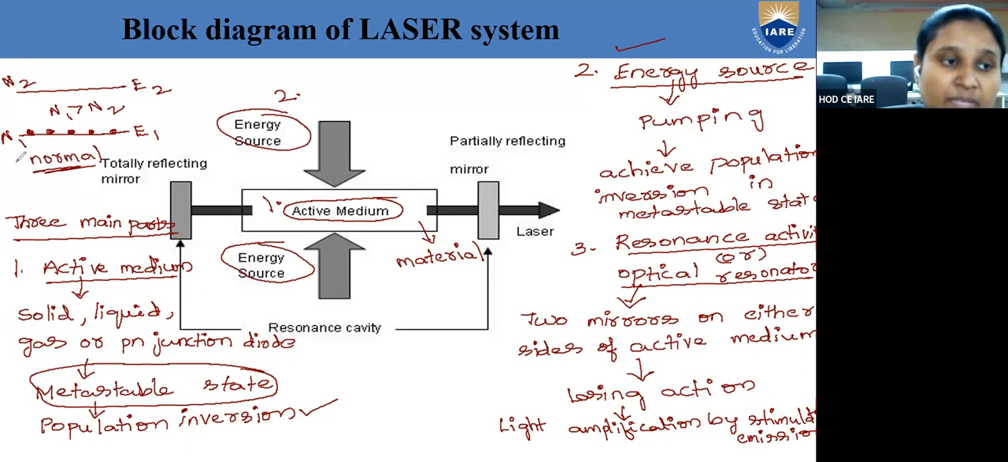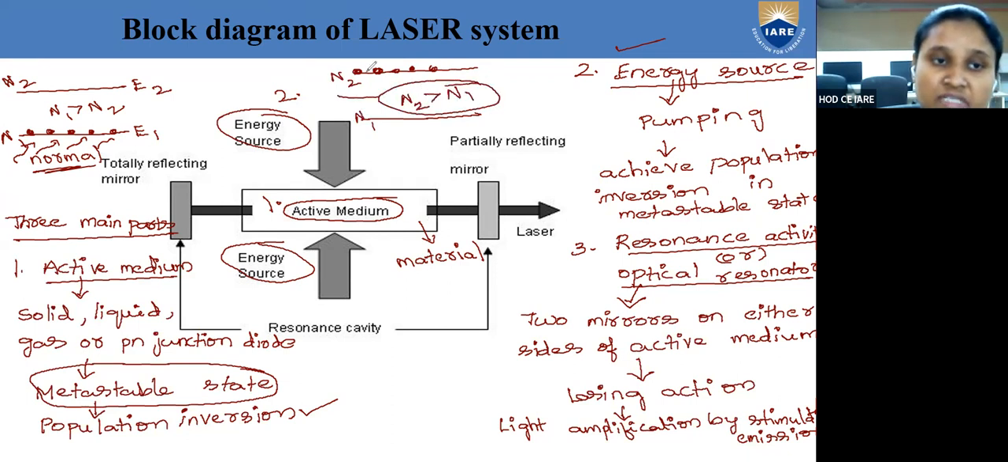But if I supply energy, then what will happen, students? Now the atoms will get excited to the higher state, and when they get excited to the higher state, what will happen now? Now this is N2 and this is N1. Now N2 will become greater than N1. So that is nothing but population inversion, and this N2 is actually the metastable state.